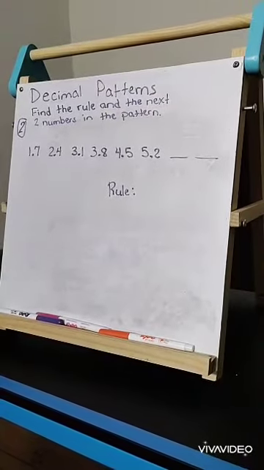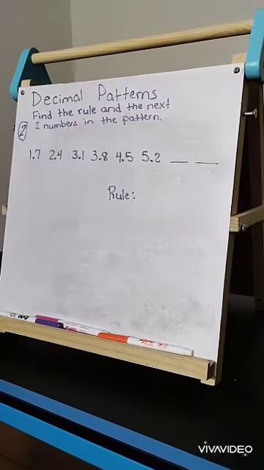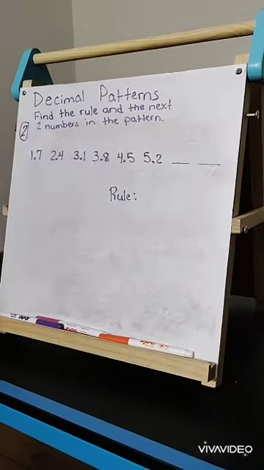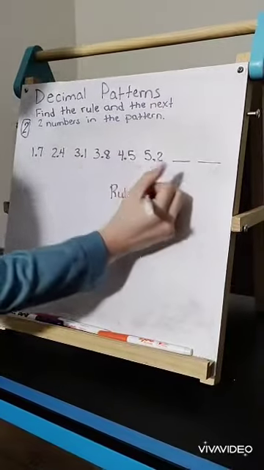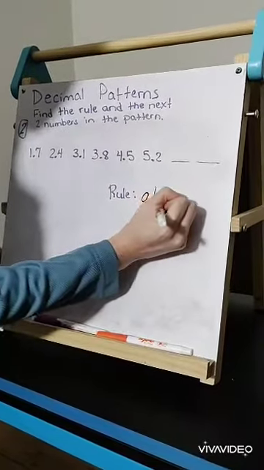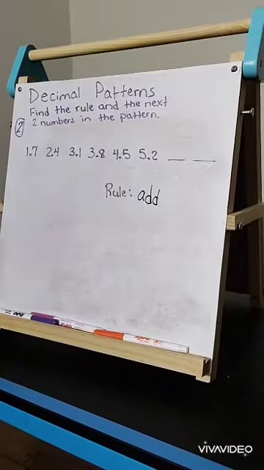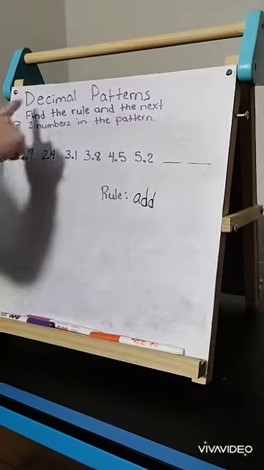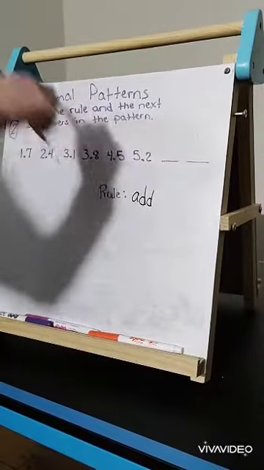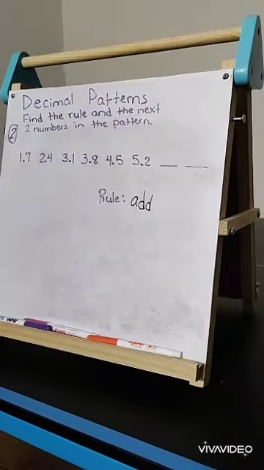Find the rule and the next two numbers in the pattern. So this time my numbers are getting larger, so it's probably an addition rule. So my rule is going to be add something, I think, but I need to make sure you're adding the same amount all the way through. Sometimes patterns can add, it can be add 5/10, add 2/10, add 5/10, add 2/10. So you want to make sure whatever you're adding is the same all the way through.